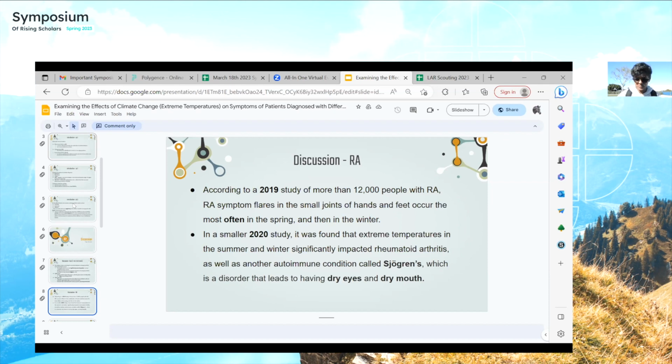It was found that extreme temperatures in the summer and in the winter significantly impacted RA, as well as another autoimmune condition. And this shows how, when the weather extremity is so high and so varying, the symptoms can flare and become much more frequent. And again, that's a huge problem for not only the entire population, but especially for seniors. And it can only get worse as the climate crisis worsens.